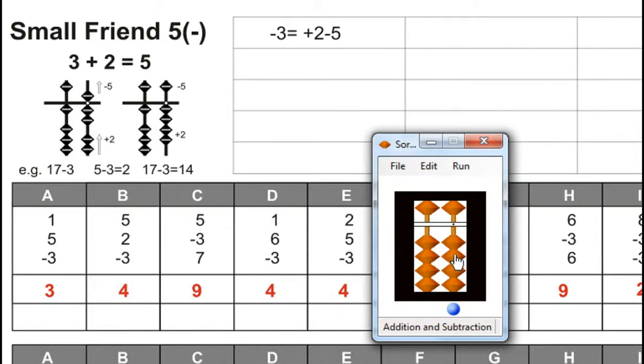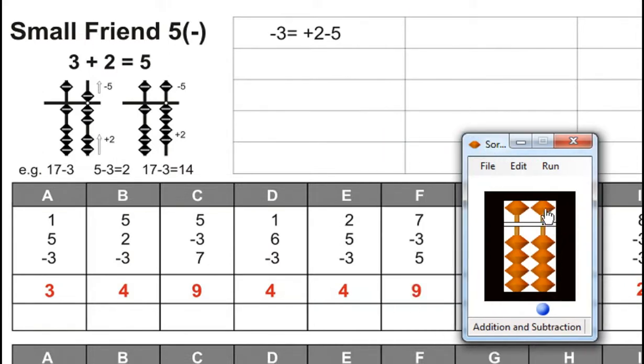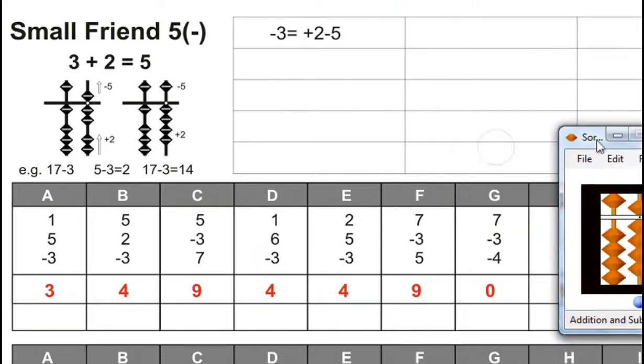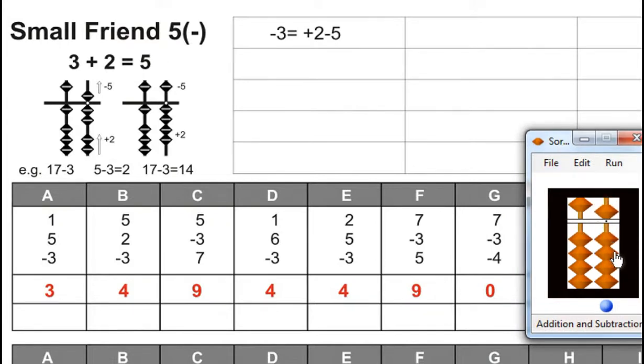Next, 2 plus 5 minus 3. For that, minus 5 plus 2. Answer is 4. Next, 7 minus 3 minus 5 plus 2. Again add up 5. Answer is 9. Next, 7 minus 3 minus 5 plus 2 and minus 4. Answer is 0.